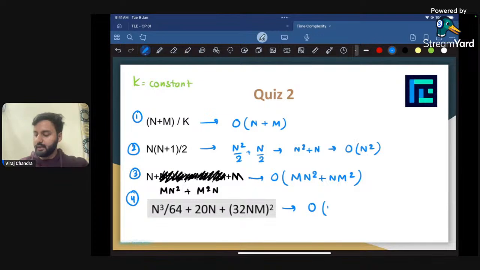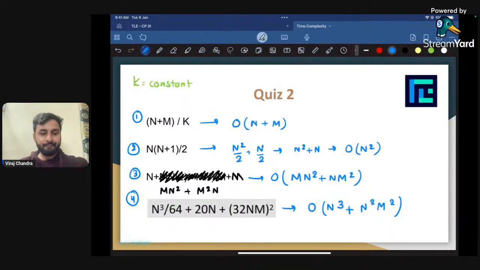O of n cube by 64? No, not by 64. Plus 20n is basically n. I can remove that n because in front of n cube, n is nothing. And then you have 32 square, which you can remove, it's a constant. You can have n cube, n square. Now, preferably, we would tend more towards this side, but it's fine to write n cube over here.